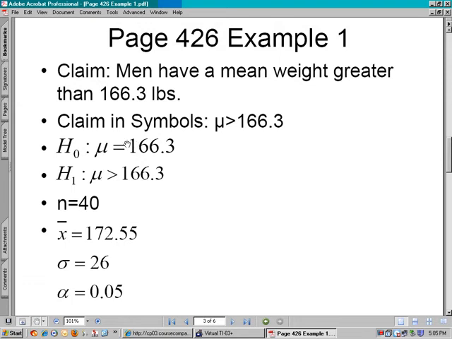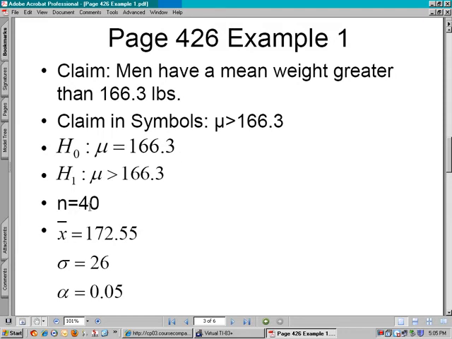Now notice, if we reject the null, that means we're actually accepting the claim because these go together. So that's what we're trying to find out. Do we accept it or do we reject the null? Okay, so that's where we're leading up to. Notice I went ahead and wrote out the other information.